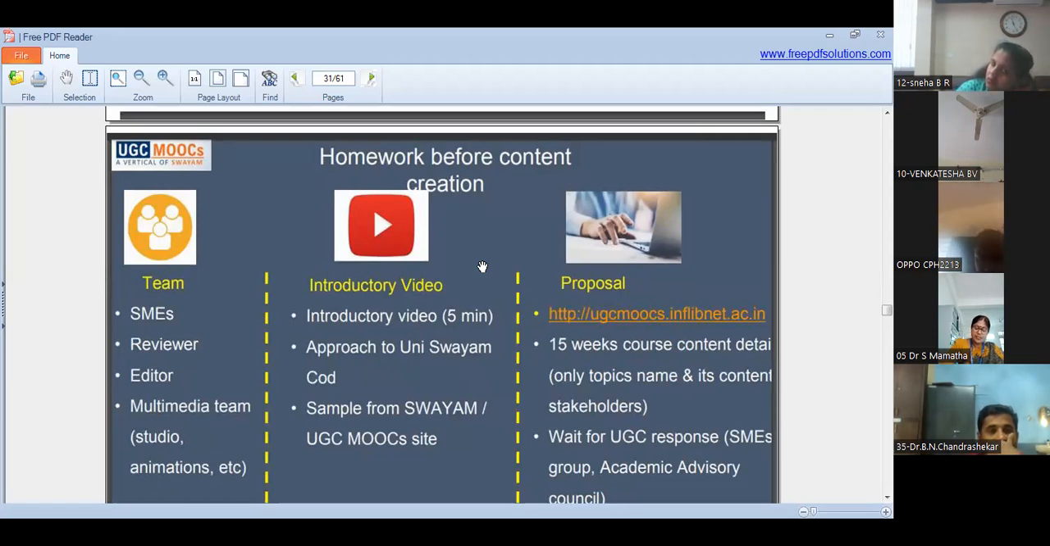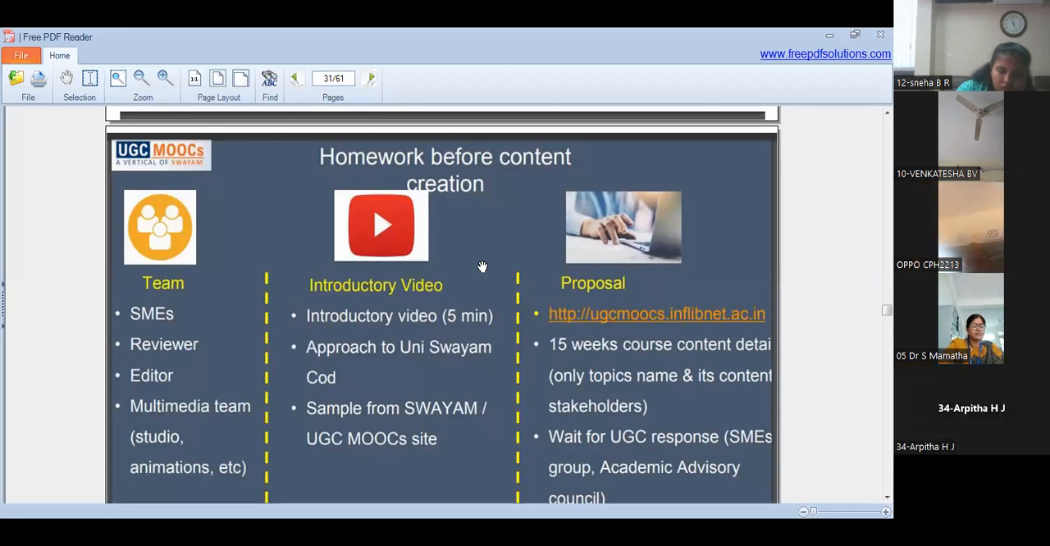Then you can also approach the university Swayam portal in the respective universities. They will help you with how to prepare and submit the proposal. Then also see the samples from Swayam and the UGC-MOOCs website, because we call UGC-MOOCs a vertical of Swayam. This vertical of Swayam is for the post-graduation level. Anybody can just type UGC-MOOCs in Google, and that directly takes you to the UGC-MOOCs website. There they have given a lot of material.